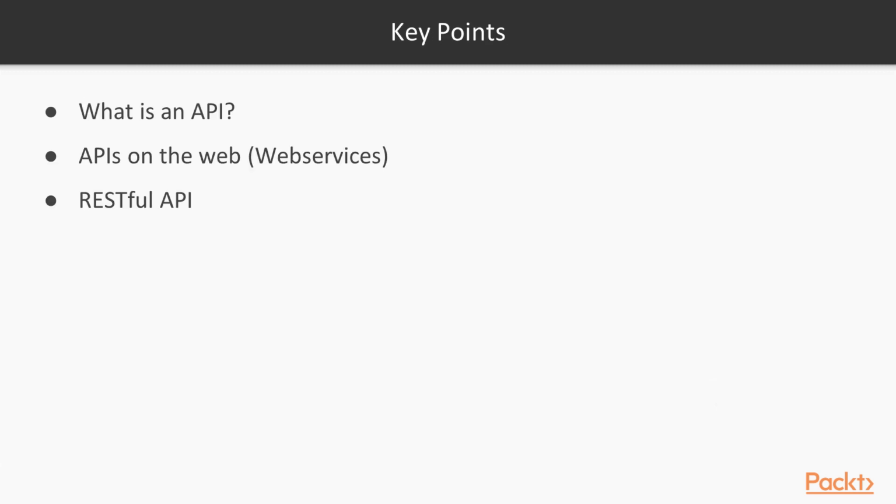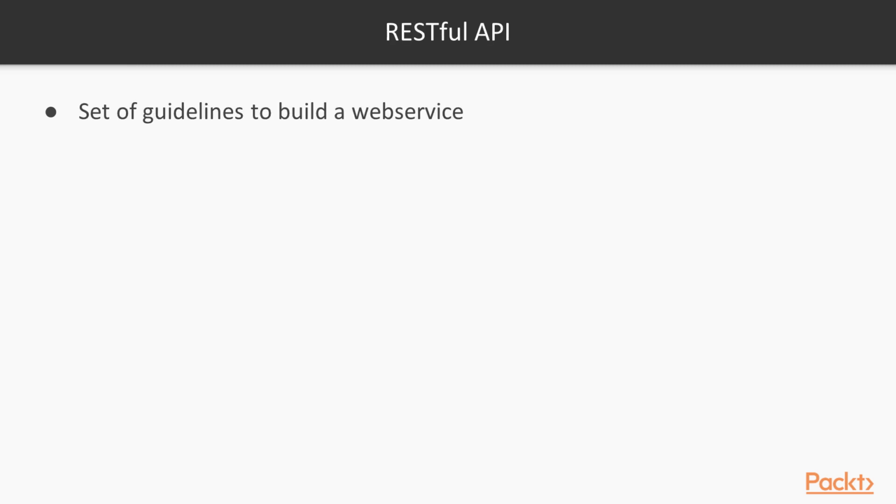So now we are going to the next point. What are RESTful APIs specifically? Because now we talked about APIs on the web, but what is REST and what is RESTful? So RESTful APIs are just APIs that follow a specific set of guidelines to build a web service. And these guidelines mainly are the below points.